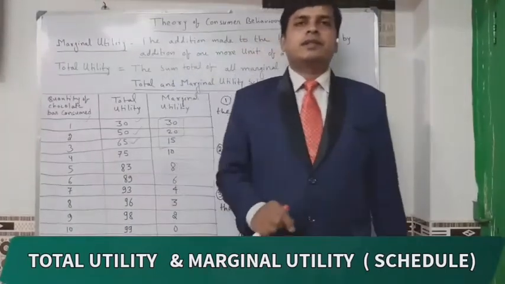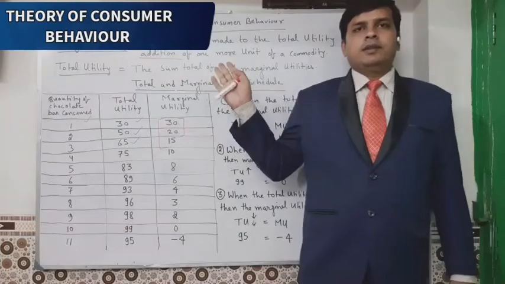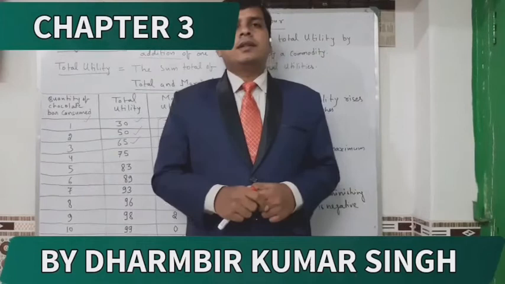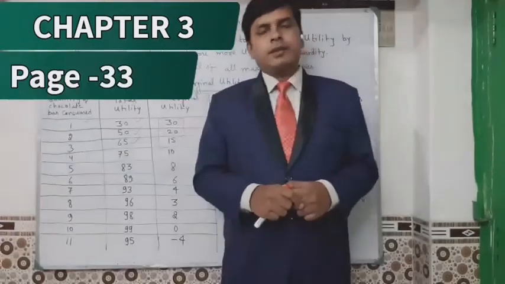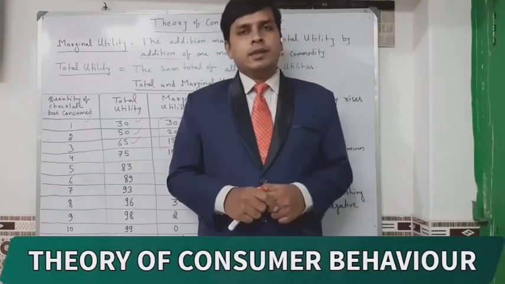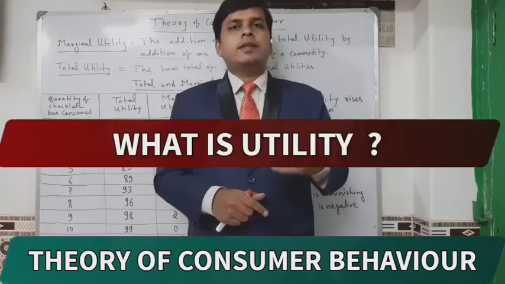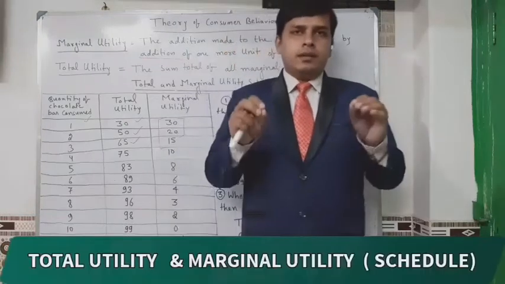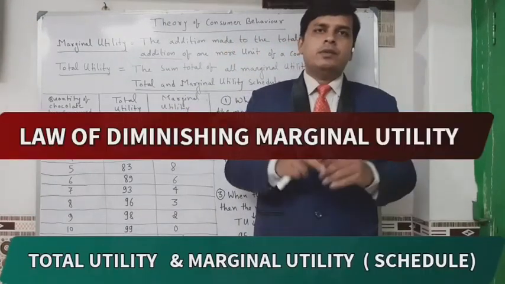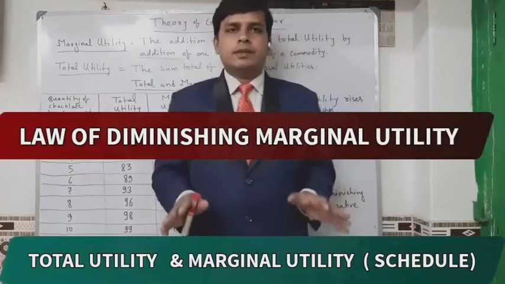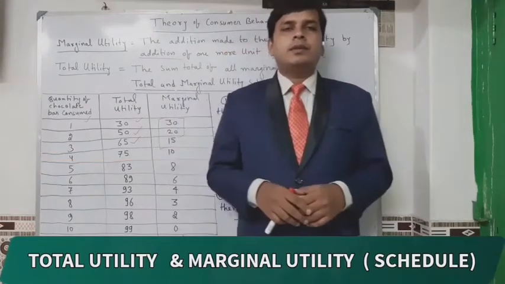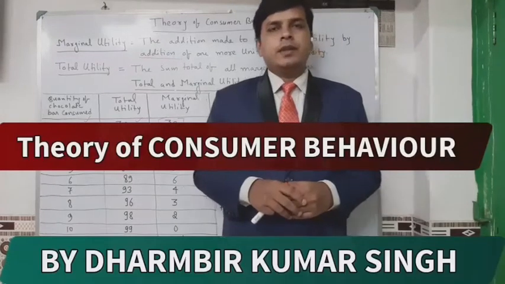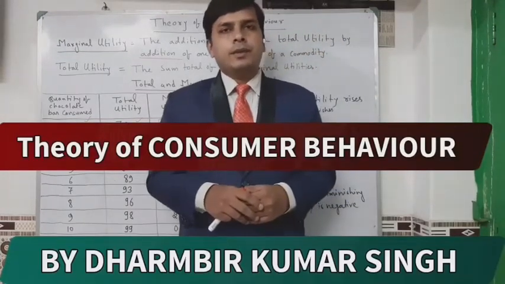Today I am going to discuss theory of consumer behavior. This is chapter 3 of your class, page number 33. In the last video I discussed what is utility, the definition of utility, characteristics of utility, and the law of diminishing marginal utility. In this video you will know about the theory of consumer behavior.